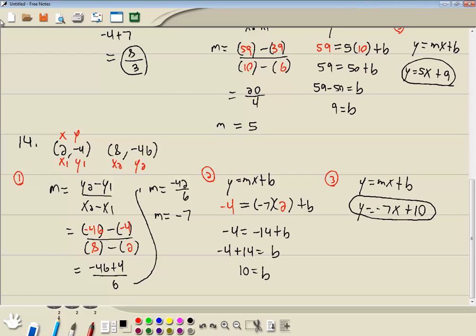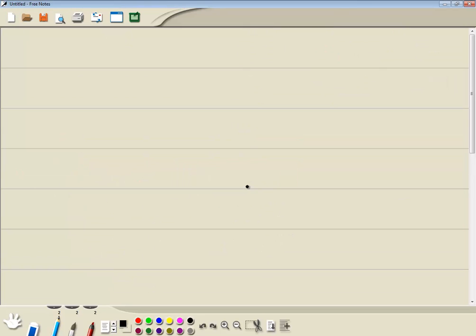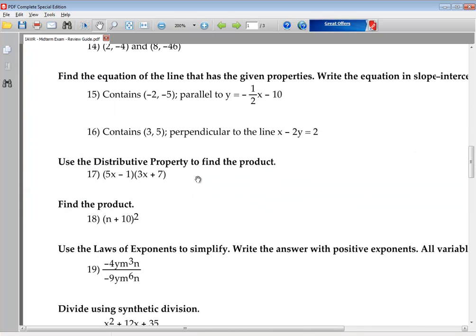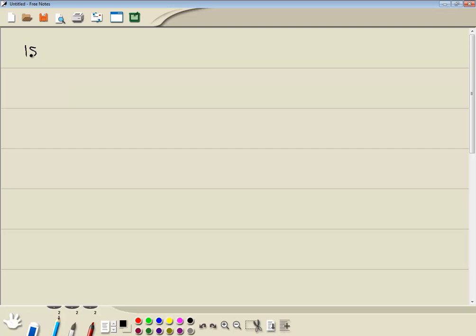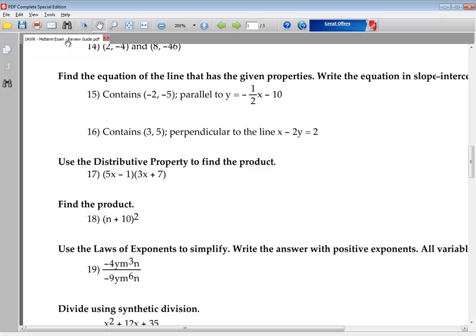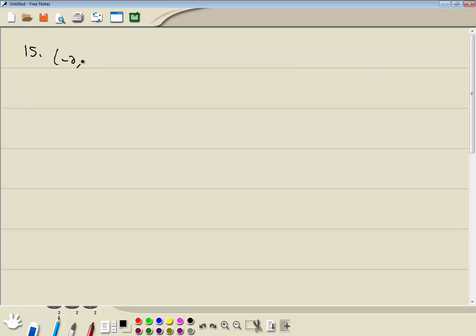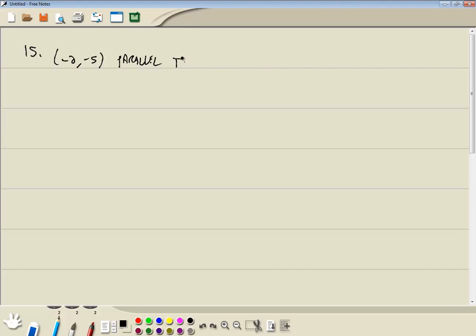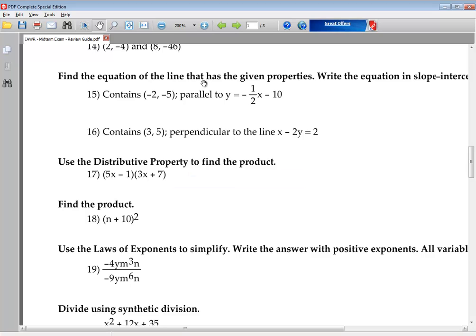Let's start a new page. We'll look at 15. Number 15 says it contains the point negative 2, negative 5, and it's parallel to y is equal to negative 1/2 x minus 10. And the instructions: find the equation of the line with the given properties, write it in slope-intercept form.